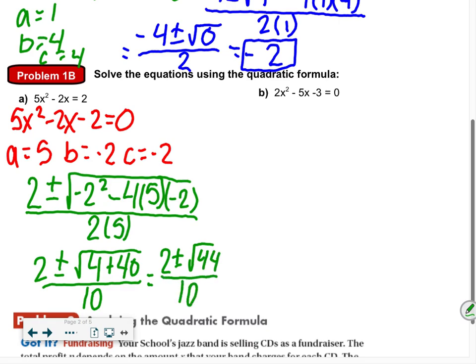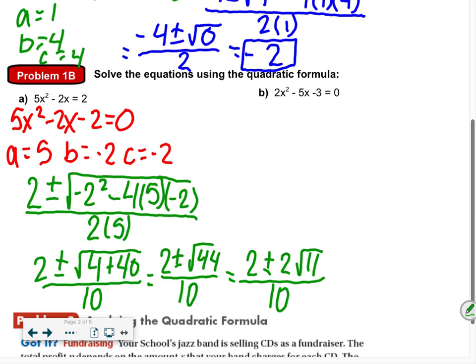Can I simplify the square root of 44? Close. 2 square roots of 11. Chris says 11 and 4, but which one's a perfect square? 4. What is the square root of 4? 2. So I can write this as 2 plus or minus 2 square roots of 11.